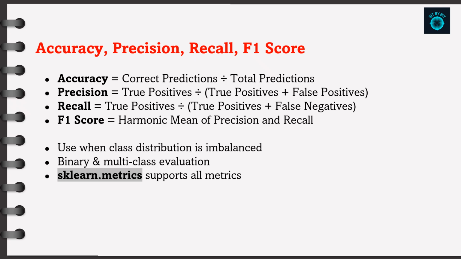In cases of imbalanced data, such as detecting fraud or disease, accuracy alone can be misleading. That's when these other metrics become essential. You can calculate all of them using scikit-learn's metrics module. They support both binary and multi-class classification. Let's now look at a code example that shows how to calculate these metrics.